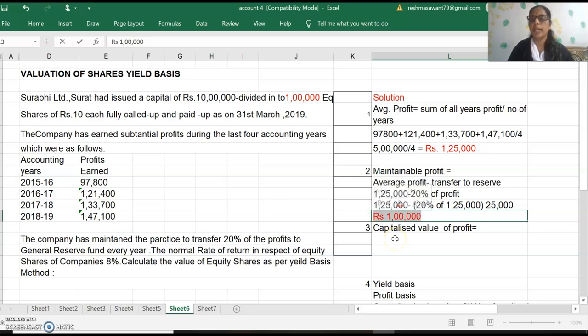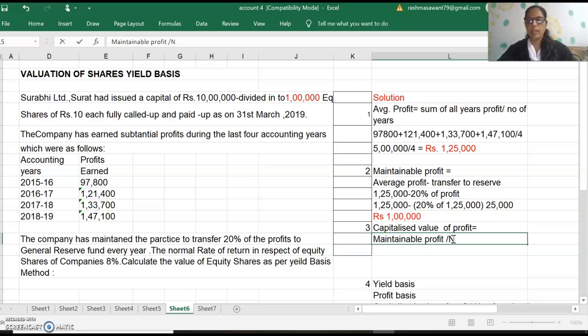Now calculate the capitalized value of profit with the help of the formula. Capitalized value of profit is equal to maintainable profit divided by NRR, that is normal rate of return, multiplied by 100. So this is the formula for capitalized value of profit.